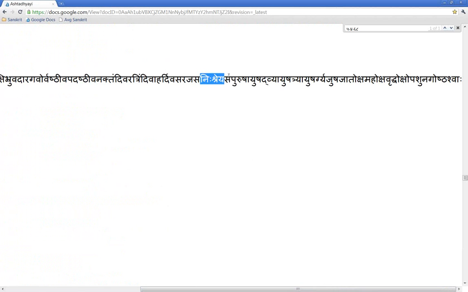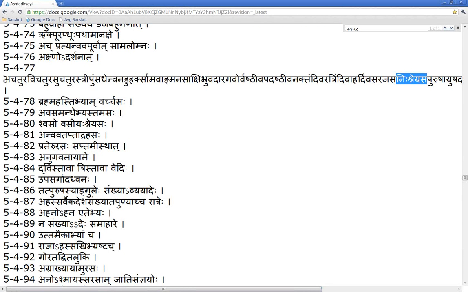Nishreyasa comes in 5477. This compound is given in 5477 as ending in that. Of course, it's not a Dvandva compound, so we won't go into detail. But if you want to remember, recall it's long. This is the longest Sutram in the Ashtadhyayi. So this Achatura Vichatura. And one form, this comes in Gita, Nishreyasa Karabhubhav.